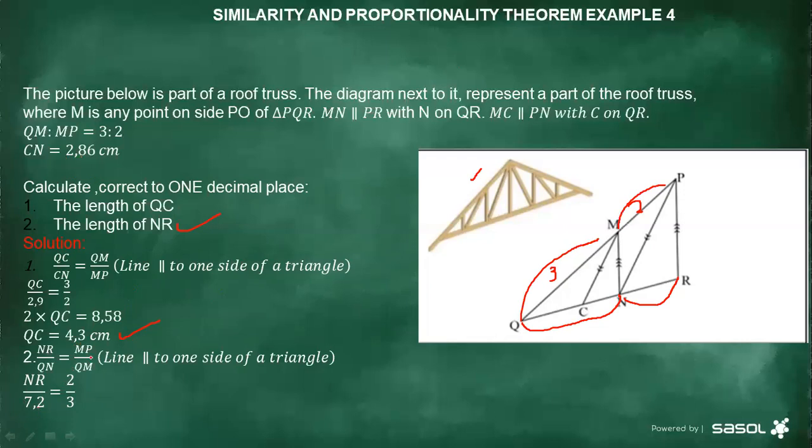And then PM is 2. QM is 3. Then you do cross multiply, meaning 7,2 times 2 gives us 14,4. And then we're going to divide both sides by 3, so 14,4 divided by 3 is 4,8 centimeters. That is the length of NR.